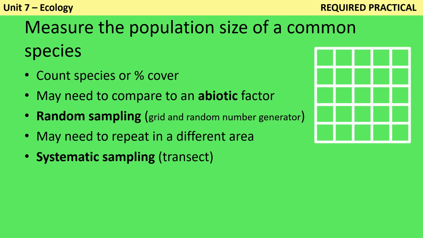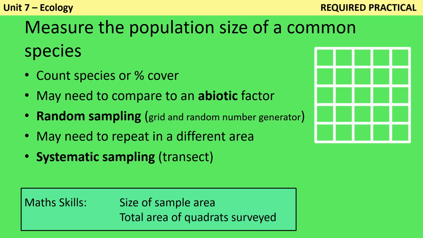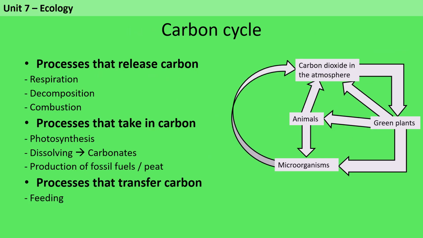Again, at each location, you survey percentage cover and your abiotic factor. There are some opportunities in here to test your math skills, and these usually involve working out the area, either of the whole sample site or the quadrats that have been surveyed. These are usually quite easy calculations to do, but also easy to make silly mistakes with, so do check your working.